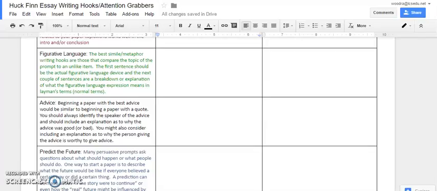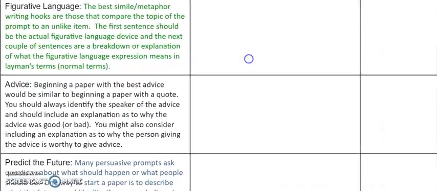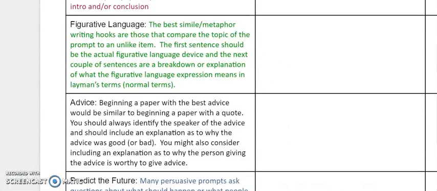Now, as we move down this document, you'll see that definitely there are other types of writing hooks that you can use. You can use figurative language. You can begin your paper with a simile or a metaphor in which you compare something. And in my case, I could compare Huck Finn to something else. Does anybody have any suggestions? What could I compare Huck Finn to? Can you think of any animal or fictional character or anything that is typically associated with being untruthful or lying? Okay, a snake or a fox, both good.